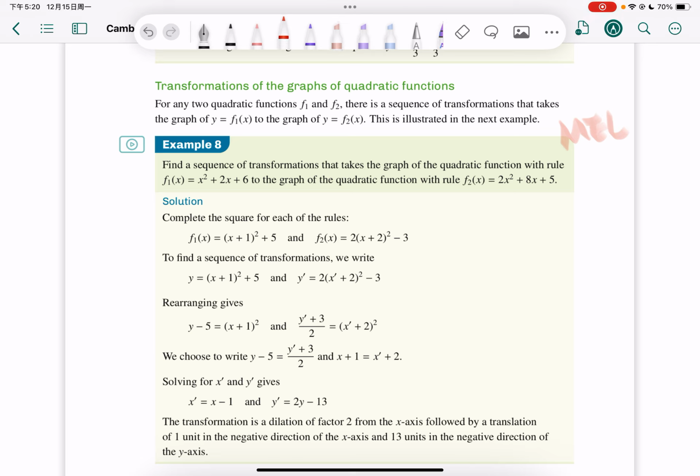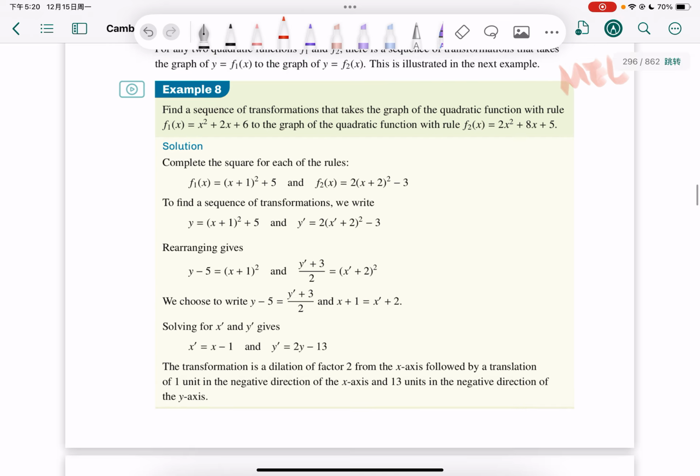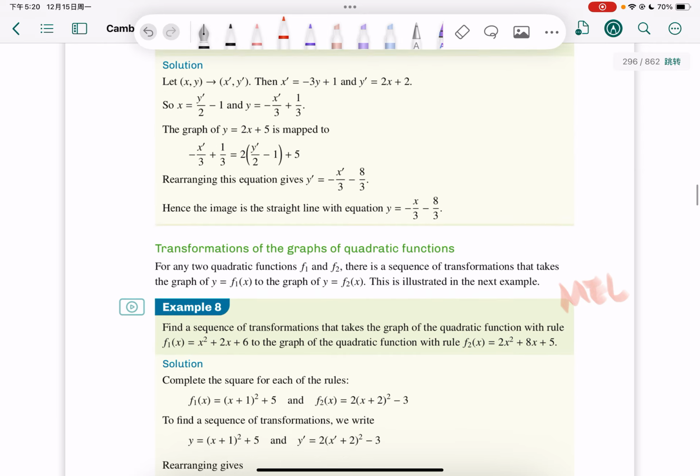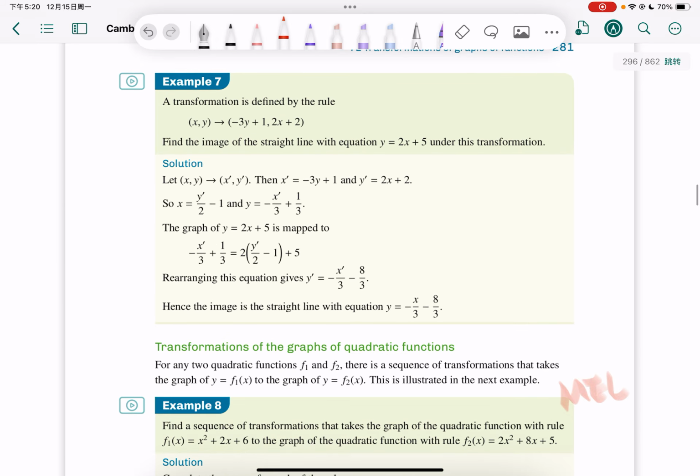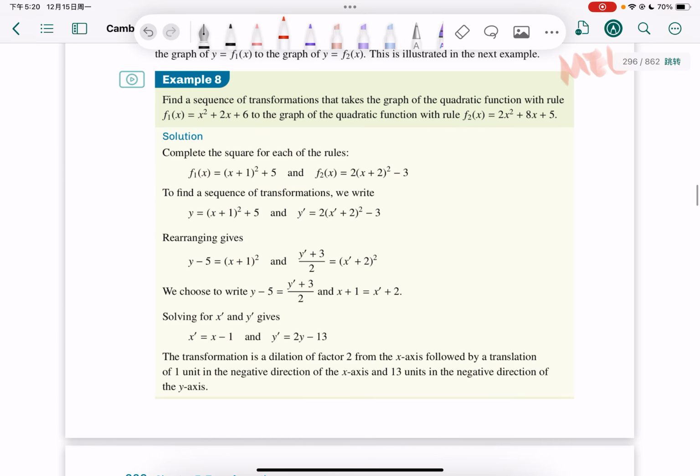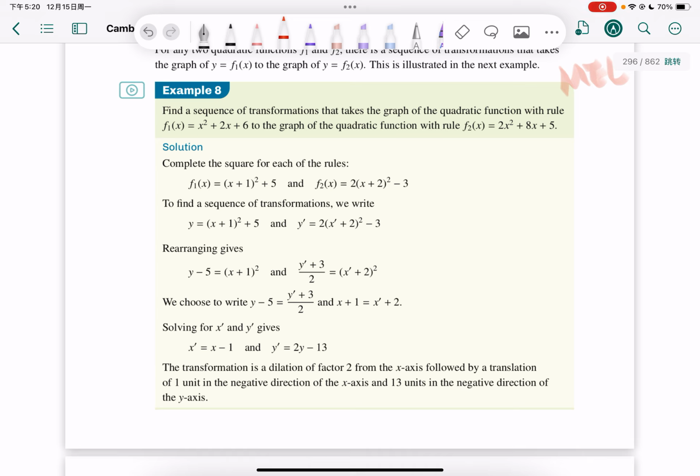This is chapter 7E. Let's talk about example 8. Okay, so find a sequence of transformations that takes the graph from quadratic form f1 to f2.